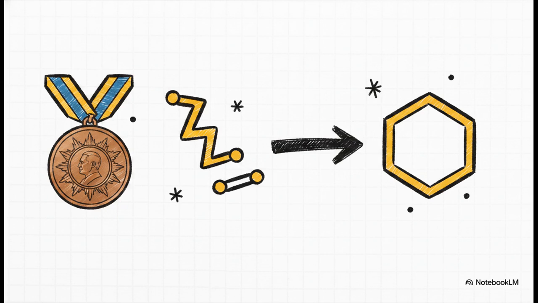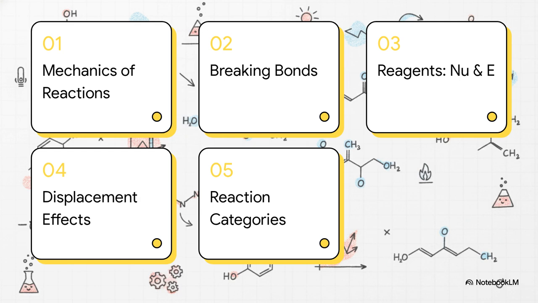But to really appreciate masterworks like the Diels-Alder reaction, we first need to decode the basic language of how chemical bonds break, move, and form. We're going to build our knowledge sequentially today across 5 key areas: the mechanics of reactions, breaking bonds, also known as fission, nucleophiles and electrophiles, electron displacement effects, and finally, classifying organic reactions.